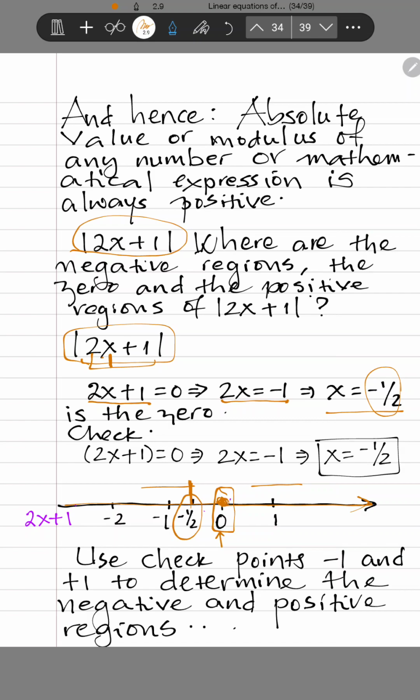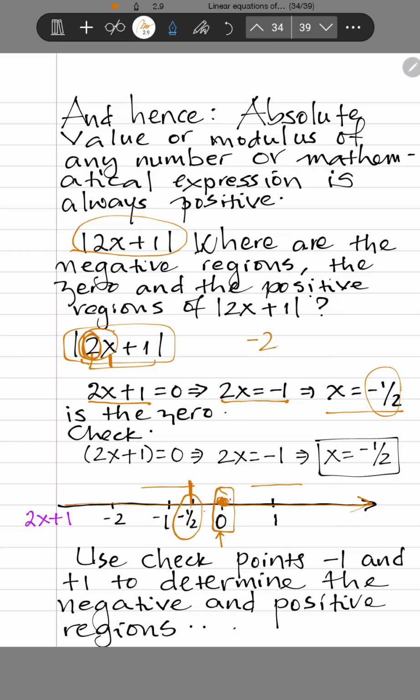Once we have the 0 of the mathematical expression, we need to know which side it is negative and which side it is positive. Normally, expressions are negative on the left and positive on the right when the coefficient is positive. Here, 2x plus 1 has a positive coefficient, so it's normally just acting like any other number. On the left, negative. On the right, positive.